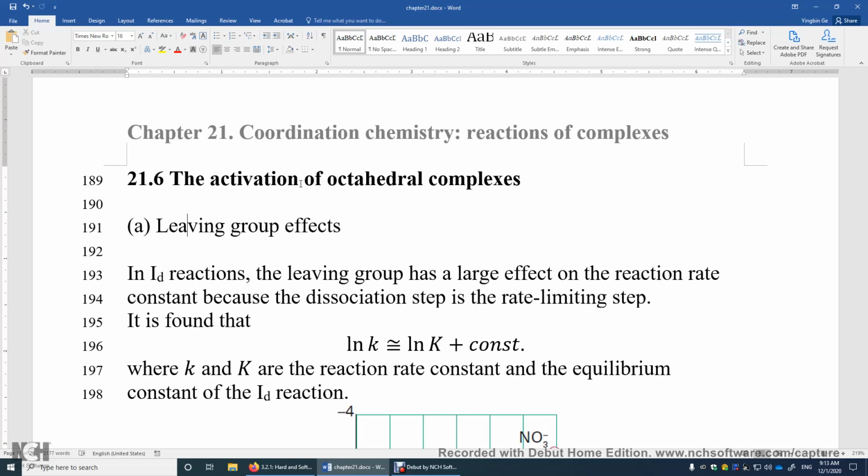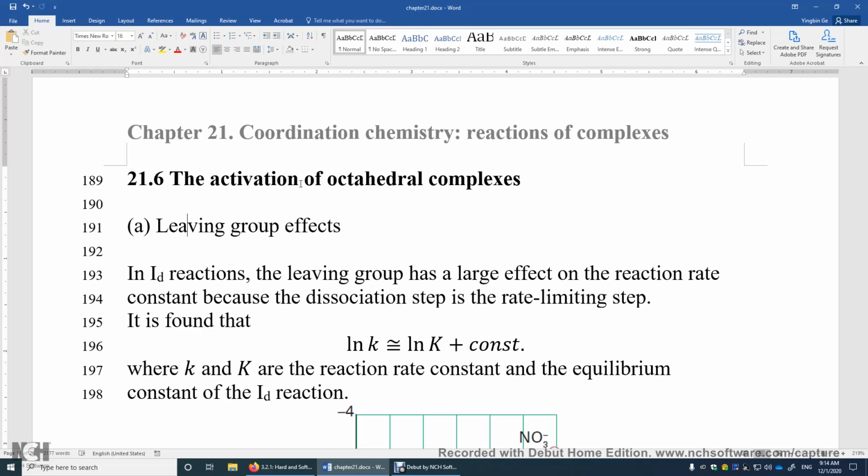That means in the intermediate structure, the transition metal center forms a partial bond with the entering ligand. Meanwhile, the leaving ligand and the transition metal center still have a partial bond. It's partially broken. Now let's look at subsection A, leaving group effects.